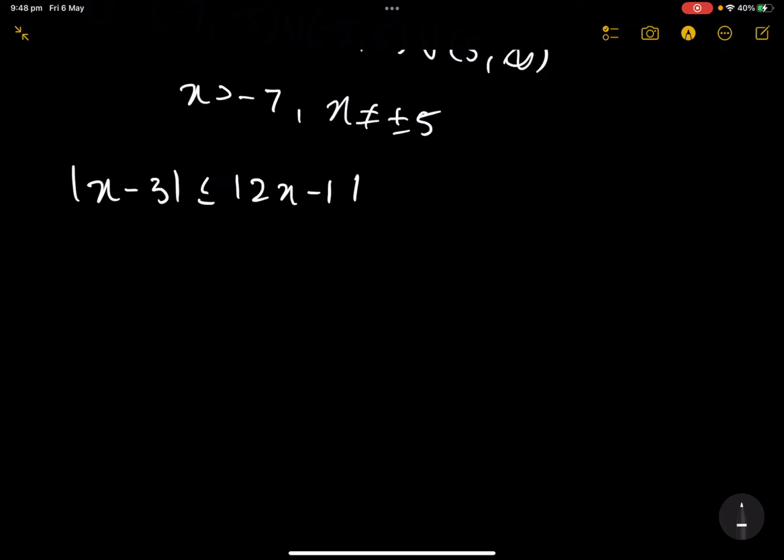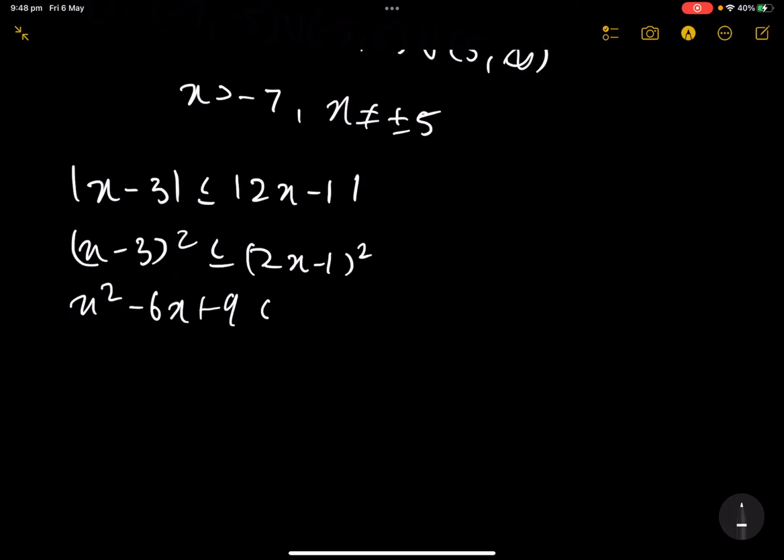This, again, is mainly just squaring: x minus 3 whole squared is less than or equal to 2x minus 1 whole squared. Now, when you're squaring this, x squared minus 6x plus 9 is less than or equal to 4x squared minus 4x plus 1. So 3x squared plus 2x minus 8.